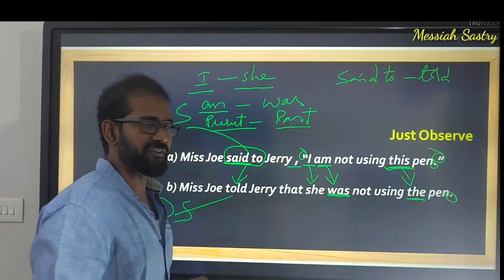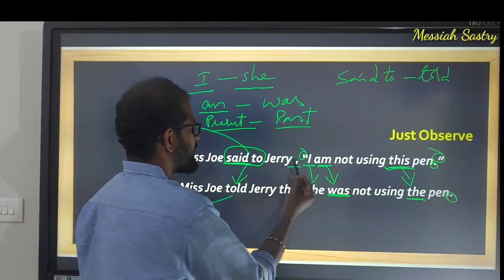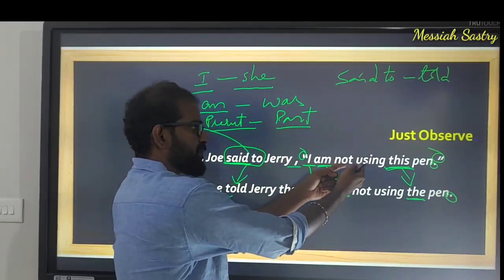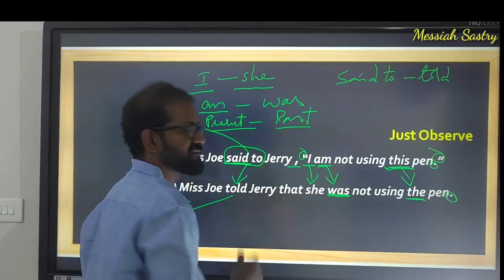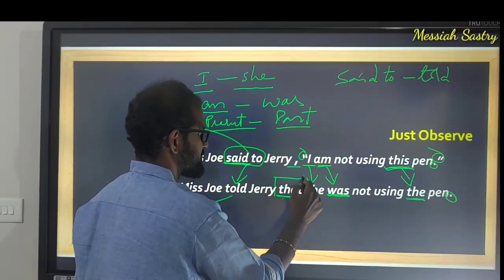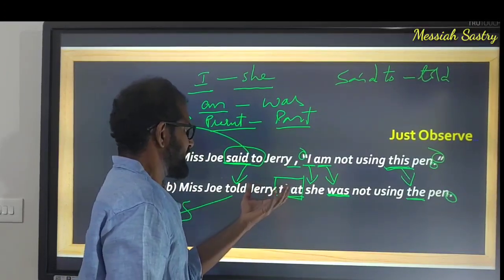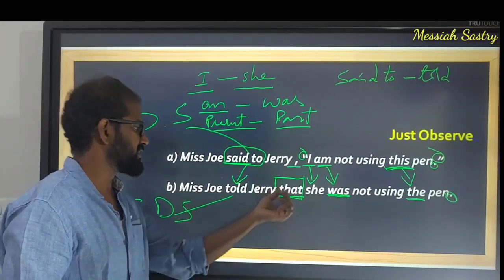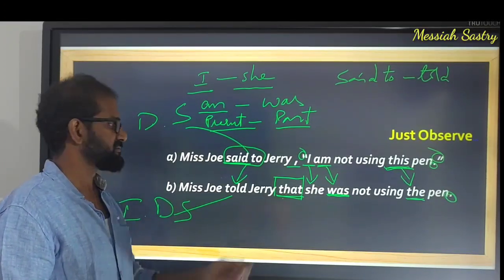And finally, if you observe the last change here, in order to join the reporting clause and the reported clause, we used a conjunction, "that." A conjunction must be used. Here we used the conjunction "that."